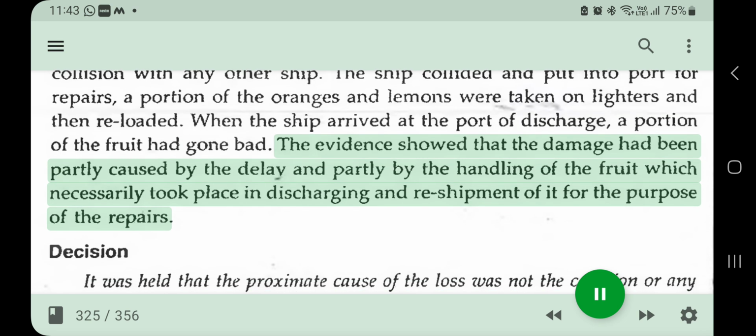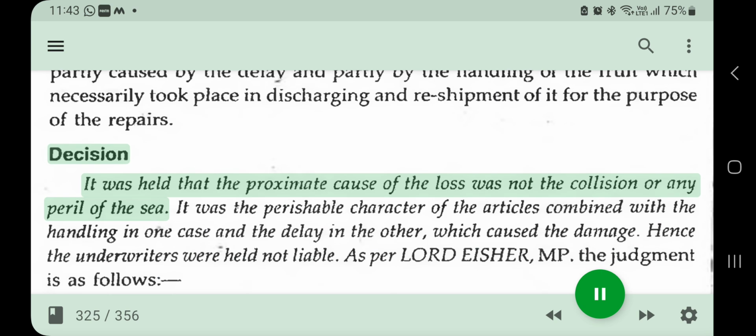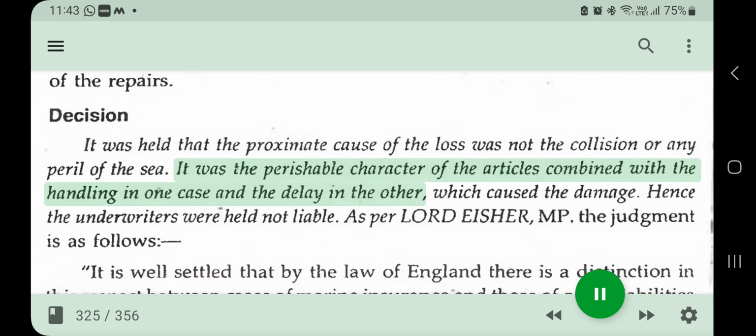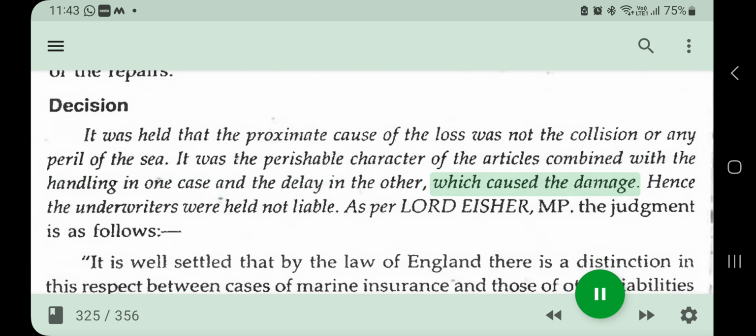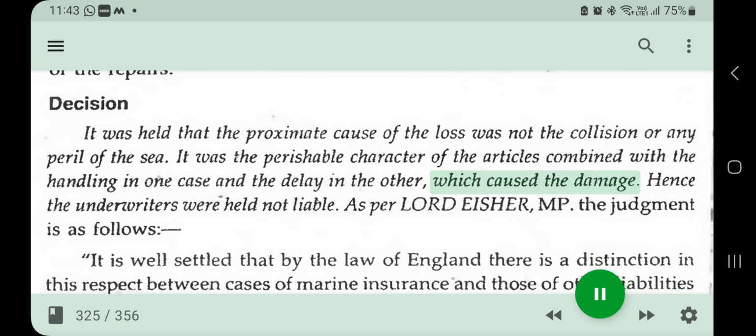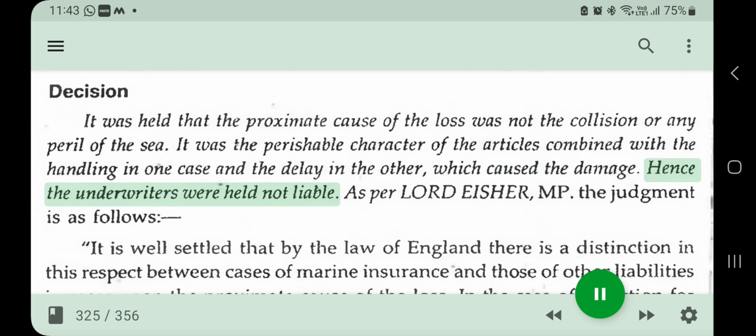The evidence showed that the damage had been partly caused by the delay and partly by the handling of the fruit, which necessarily took place in discharging and reshipment of it for the purpose of the repairs. Decision: it was held that the proximate cause of the loss was not the collision or any peril of the sea. It was the perishable character of the articles combined with the handling in one case and the delay in the other, which caused the damage. Hence the underwriters were held not liable.